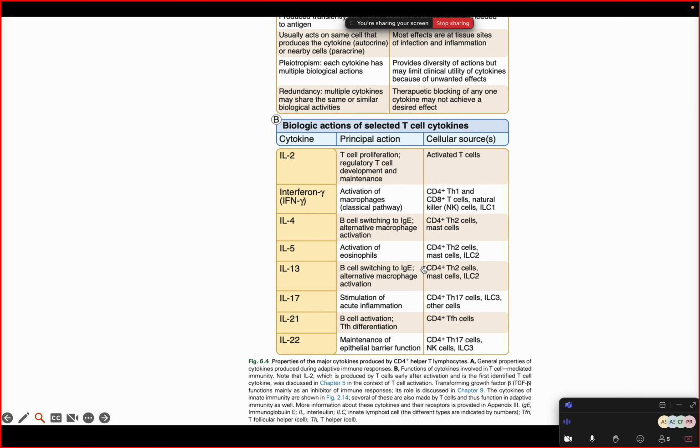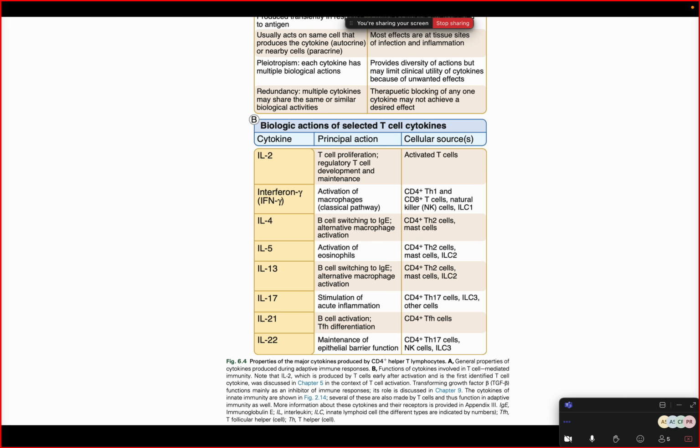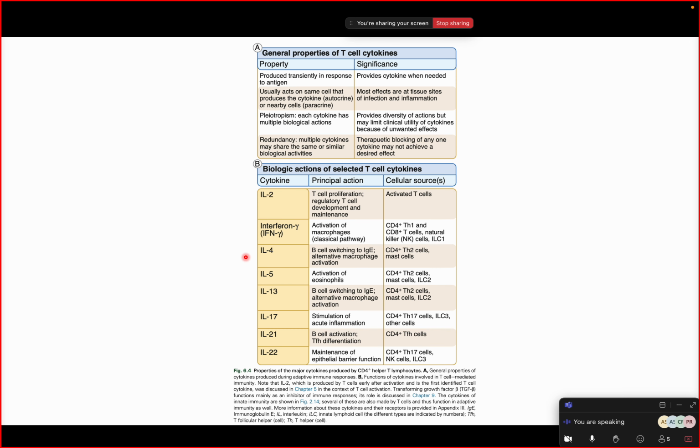Okay, what are ILCs? Because it's multiple times it has been repeated here, right? So what are ILCs? I have only talked about TH, CD, T cell, B cell. What are ILCs? So ILCs are innate lymphoid cells. Okay, the cells which are already present in the lymphoid organs. Okay, apart from the B cell and T cells.